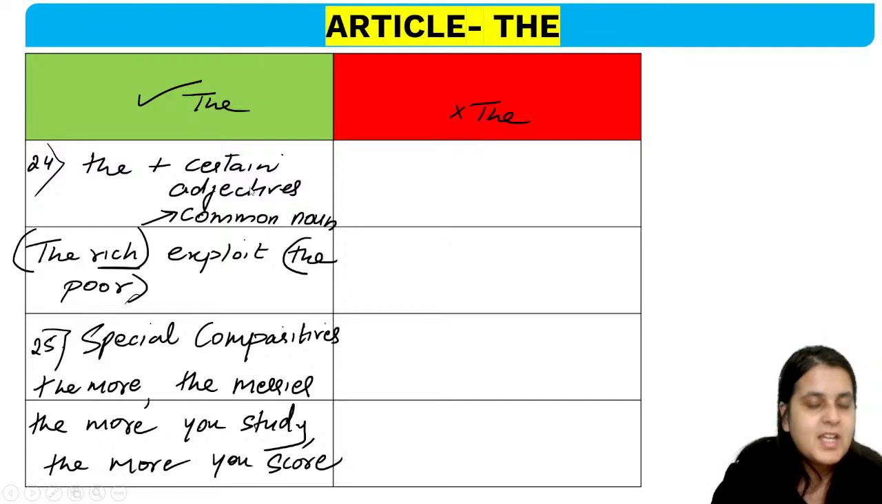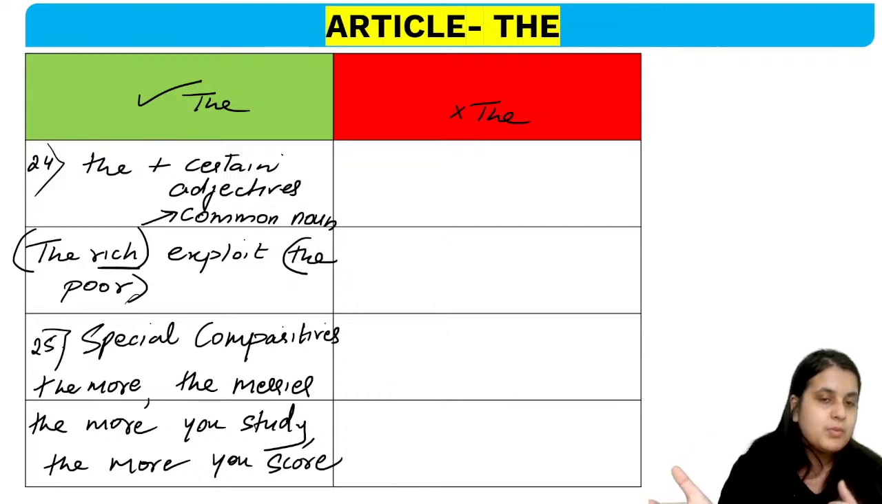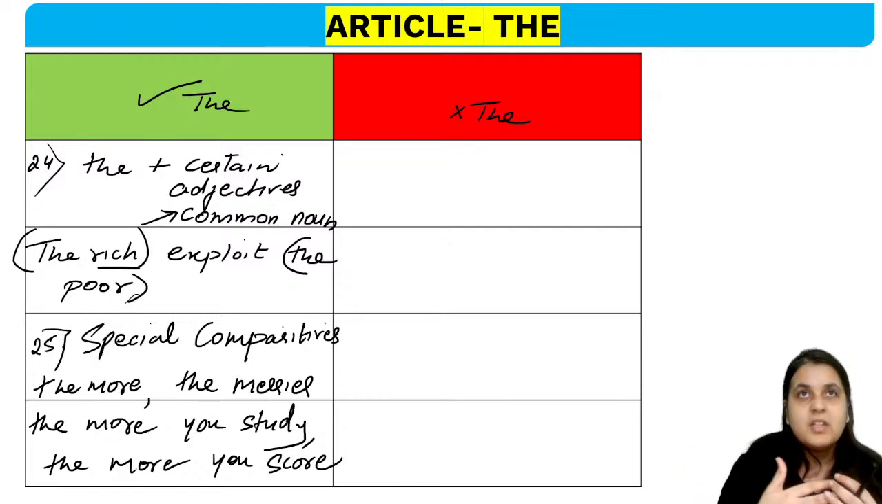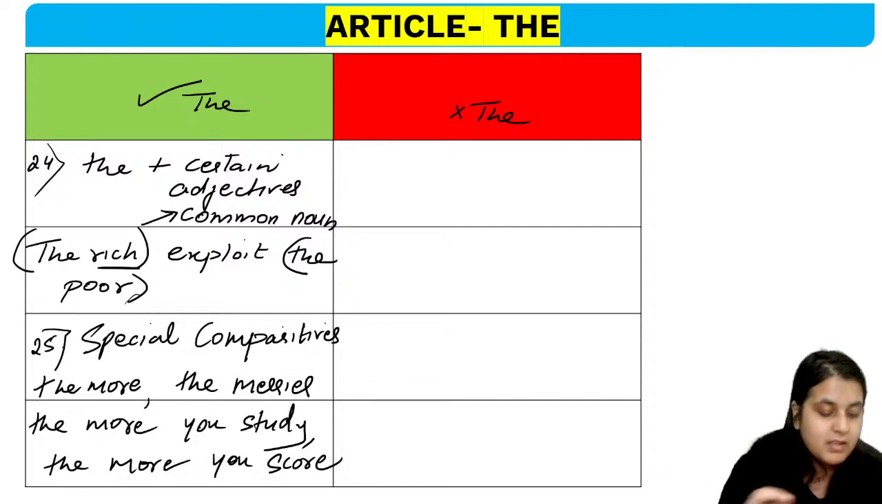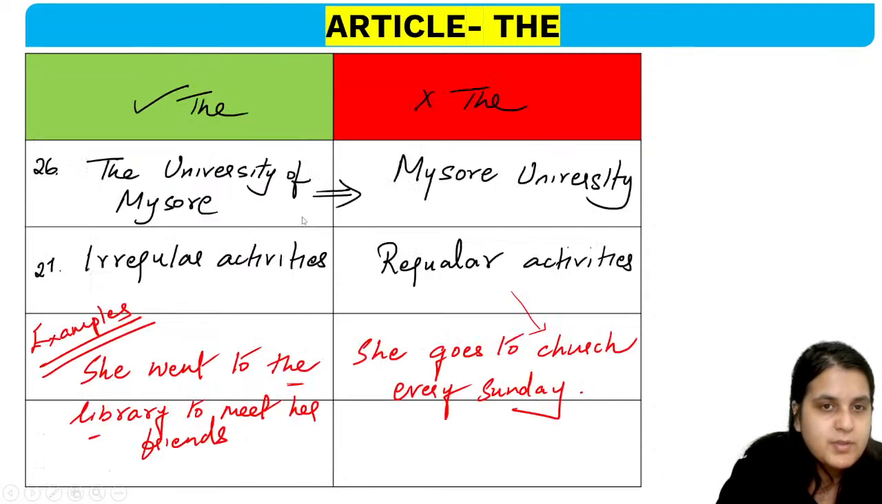We use it before certain adjectives when you want to convert them into common nouns. For example, the rich, the poor, the blind, the deaf. Special comparatives like the more you study, the more you score, the better you are, the more harder you work, the more your pay is, the more the merrier. So these specific usages may also use "the."